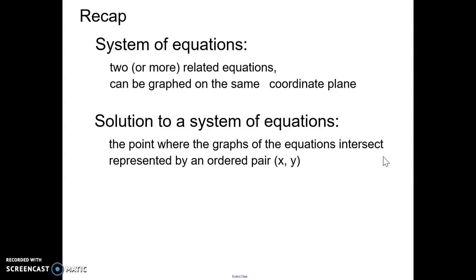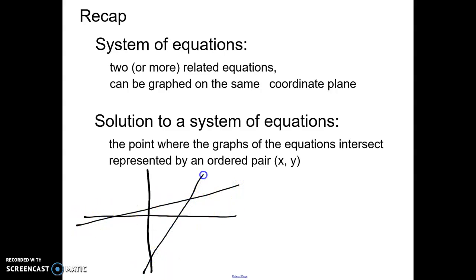They can be graphed on the same coordinate plane because the x variables and the y variables are describing the same item, right? They're both time and money, or they're both time and distance. Whatever they are, the x in both equations is the same and the y in both equations is the same. So the solution to a system of equations then is the point where the graphs of the equations intersect. For example, if we have a system of equations, it might look something like this. Two equations here, and the solution would be this point right here where the two lines cross each other.